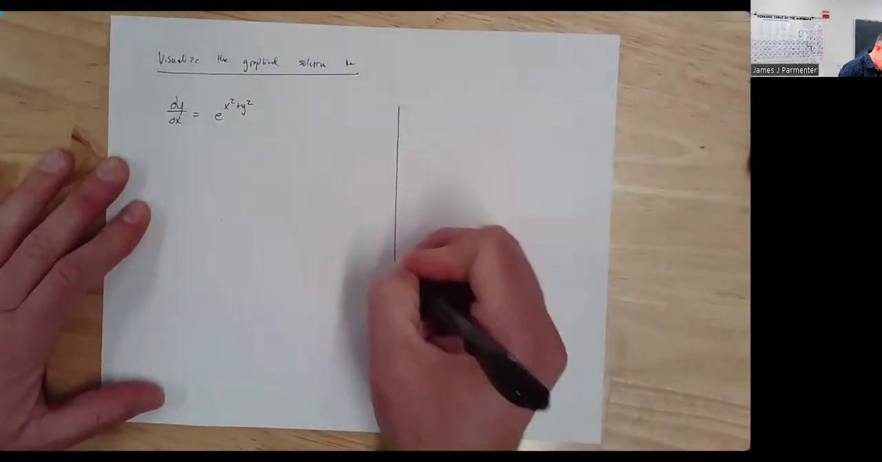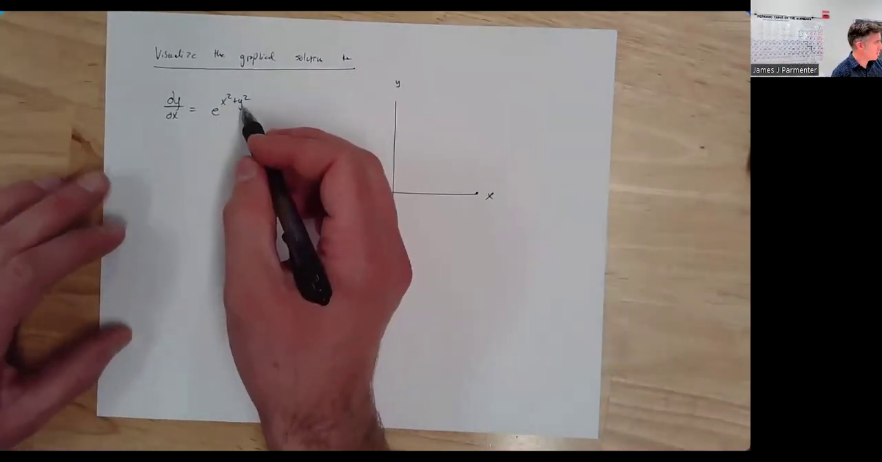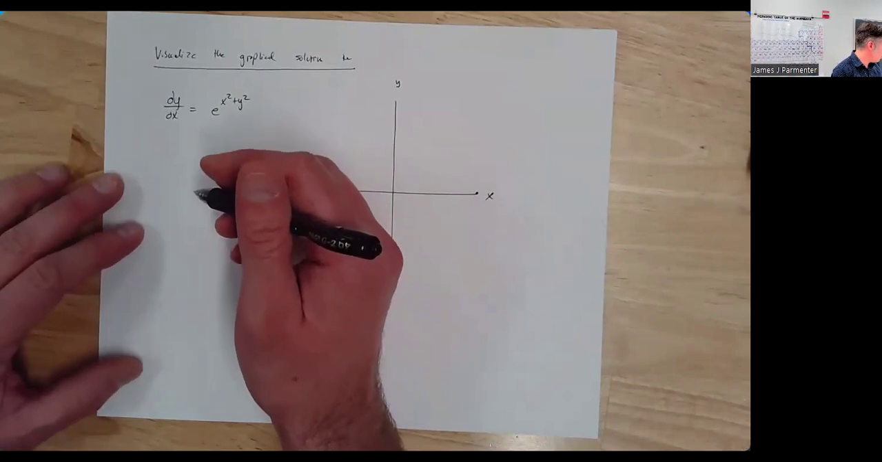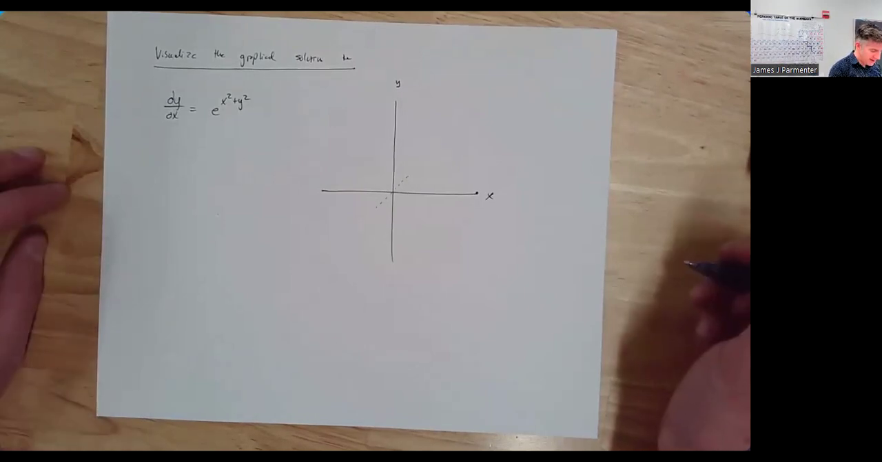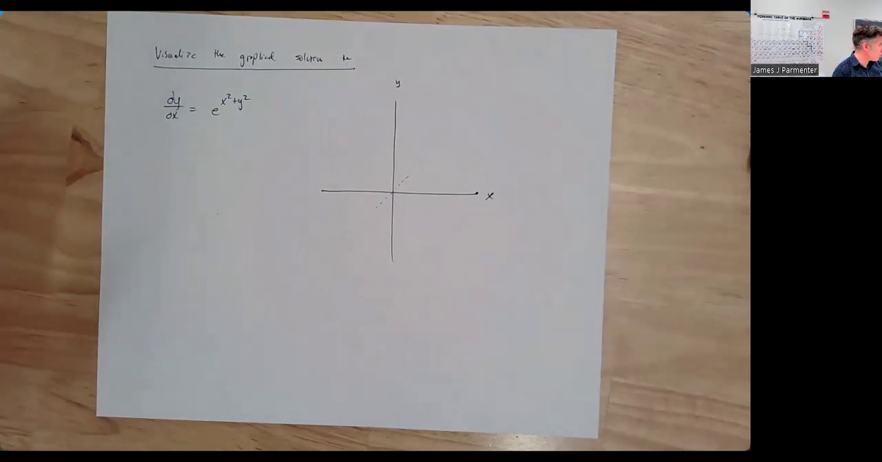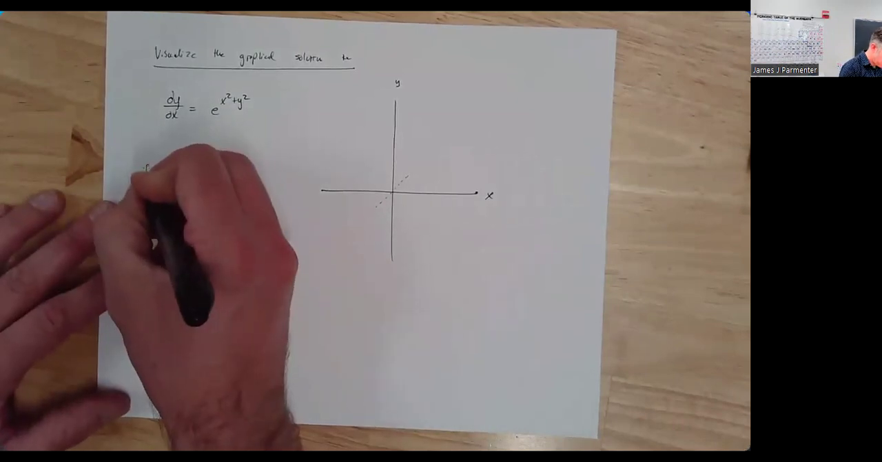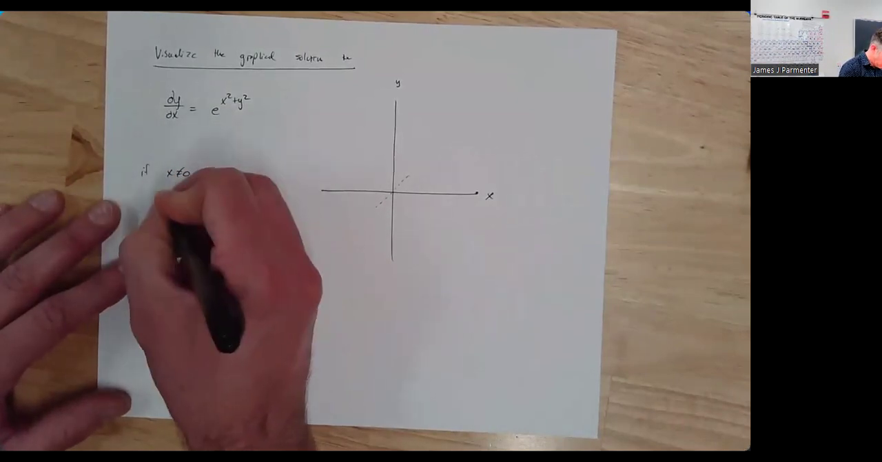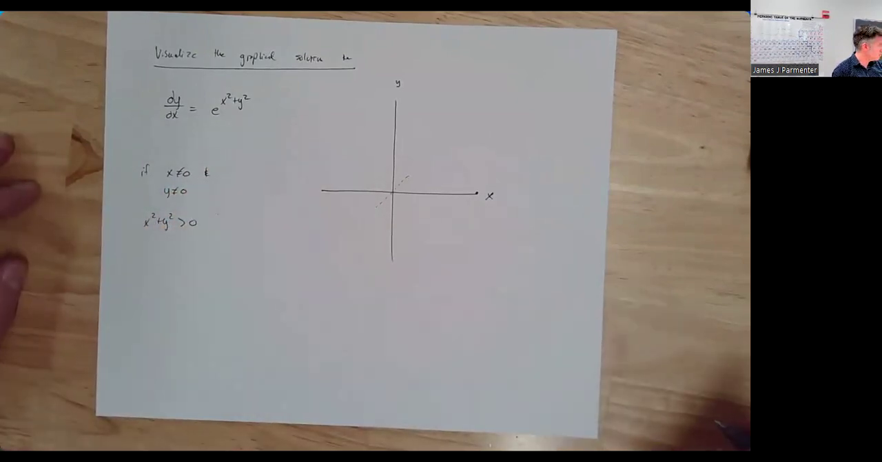So if x and y are both 0, 0 plus 0 is 0, e to the 0 is 1. The slope of the tangent line is going to be 1. So at the origin, the slope of my tangent line is going to be 1. And then anywhere else, the slope of the tangent line is actually going to be steeper. Because if x and y both aren't 0, x squared plus y squared is going to be bigger than 0. So if x is not equal to 0 and y is not equal to 0, then x squared plus y squared is bigger than 0, whether they're positive or negative, and our slope is going to be steeper.